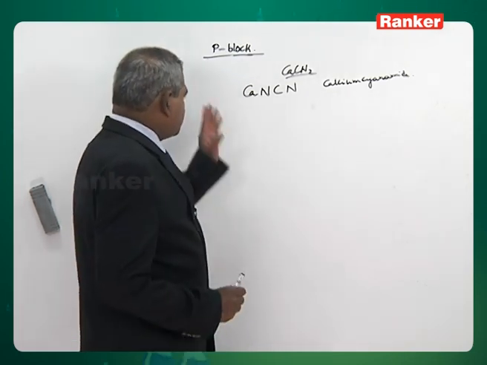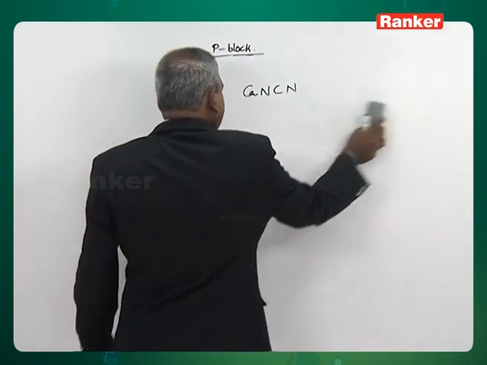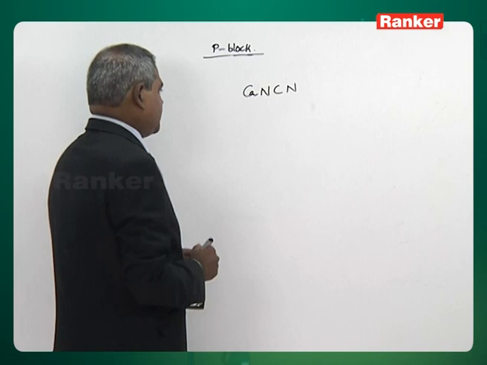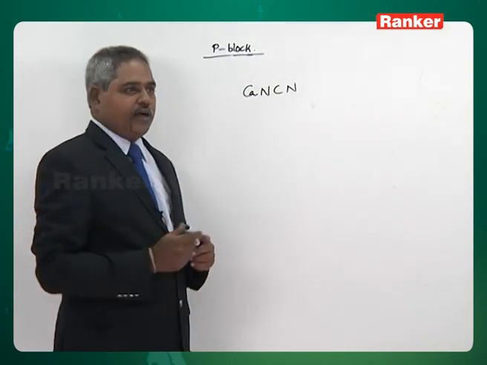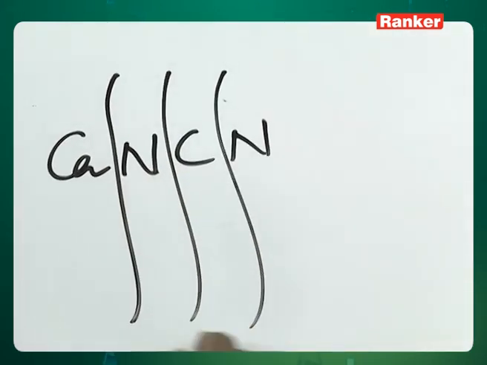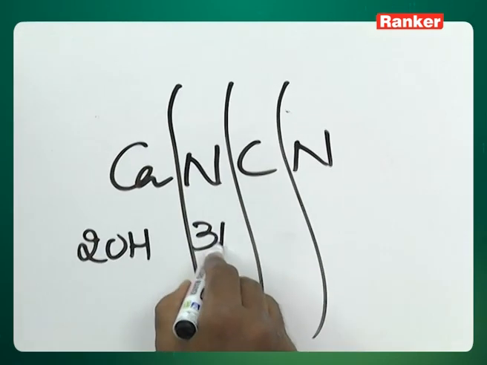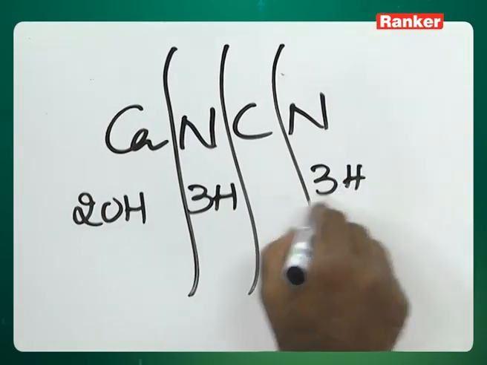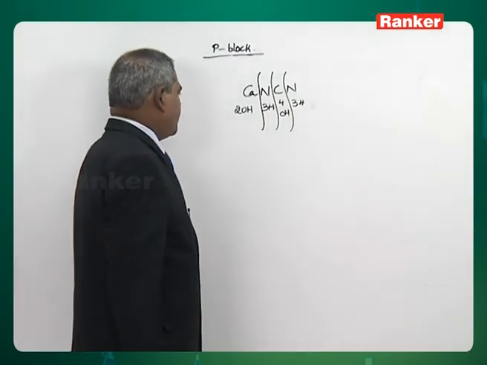And this calcium cyanamide on hydrolysis, you hydrolyze calcium cyanamide. This I have taken only as an example of where to hydrolyze. Break the bond wherever there is polarity. Calcium 2OH, nitrogen 3 hydrogens, 3 hydrogens. As usual, carbon 4OH, because you are breaking 4 bonds.